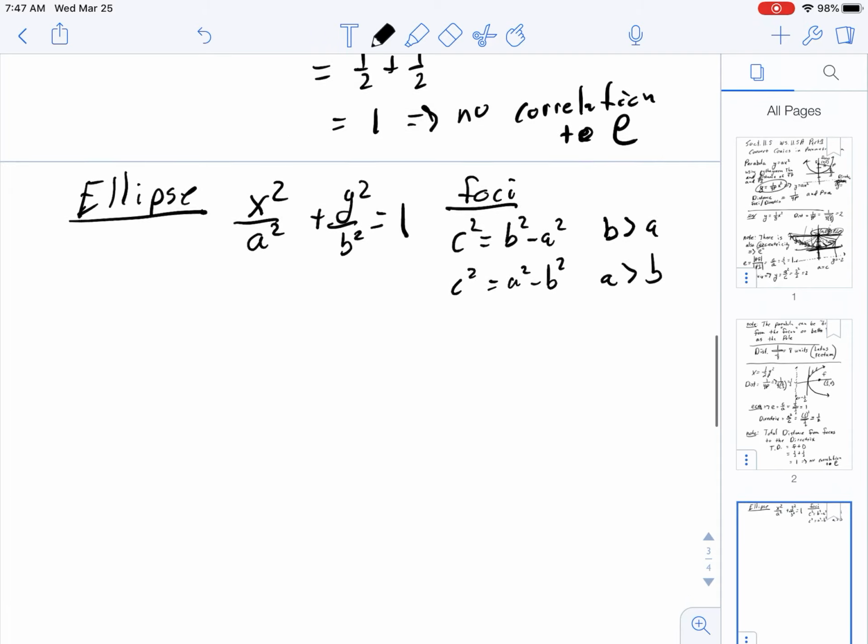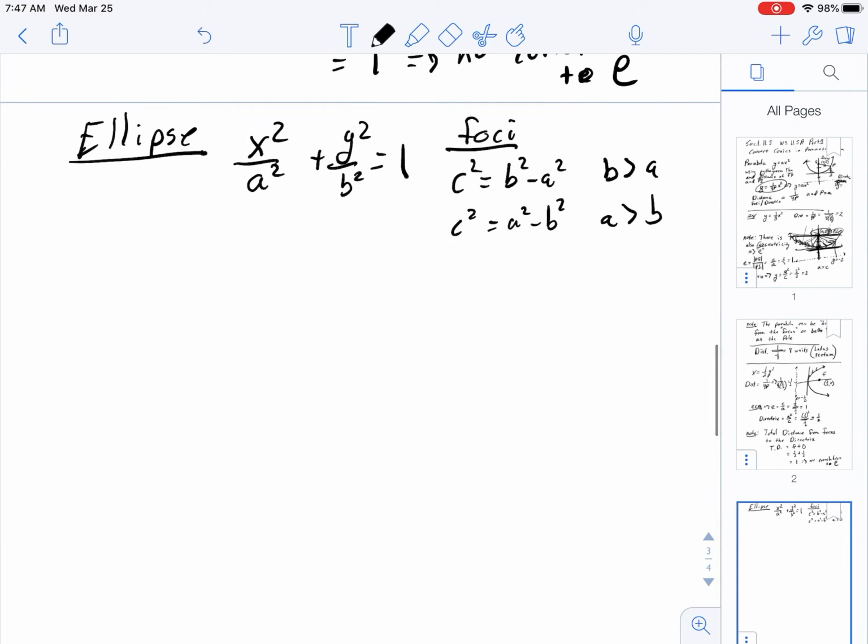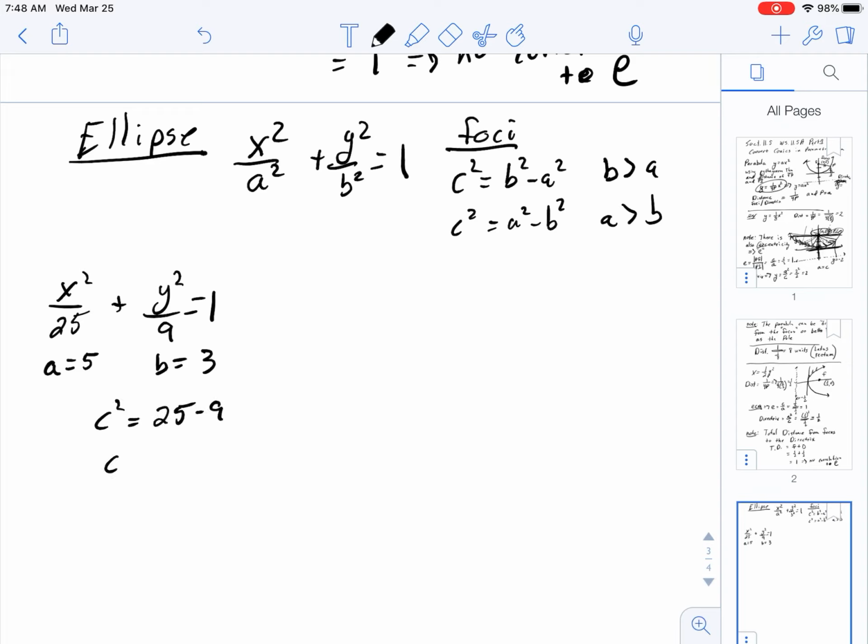All right, so let's jump right in and graph this one. So we have x squared over 25 plus y squared over 9 equals 1. So that means my a is 5 and b is 3. And my focus, c squared, would be 25 minus 9. So c would be plus and minus 4.